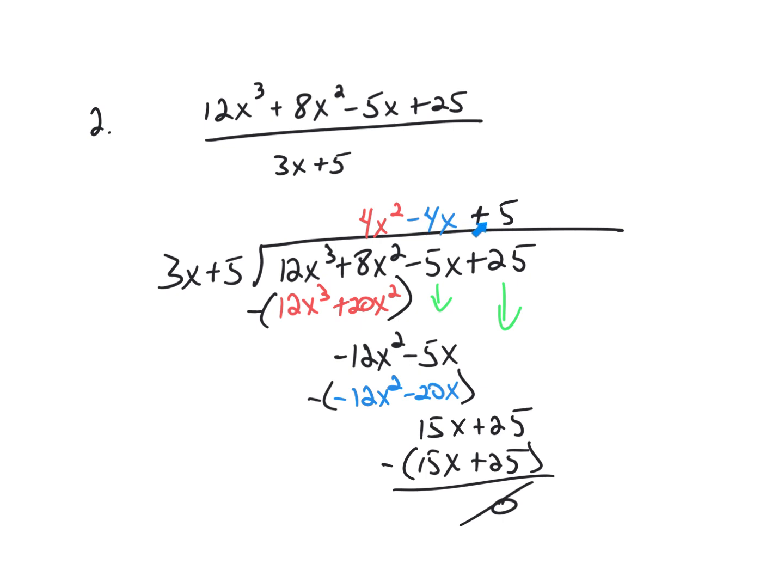4x squared minus 4x plus 5 would be the solution. So 4x squared minus 4x plus 5. All right, and that is a review of synthetic division and long division.